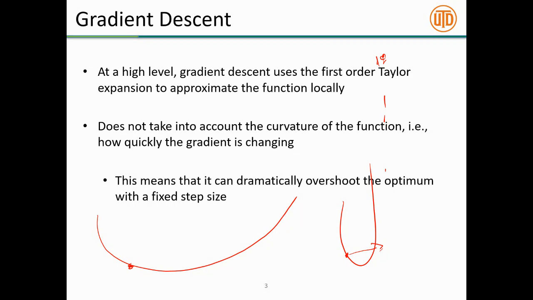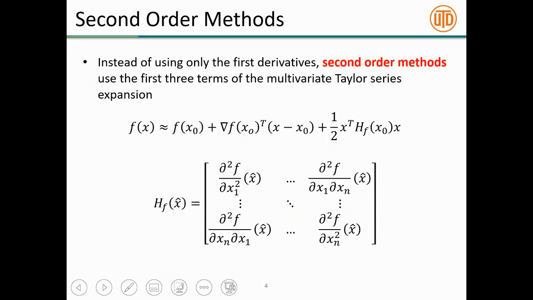But the benefit of looking at this second order information is that you can often get algorithms that converge much more quickly. So in general, second order methods are those methods that use the first three terms of the multivariate Taylor series expansion. So far we've been using this first order piece, right?